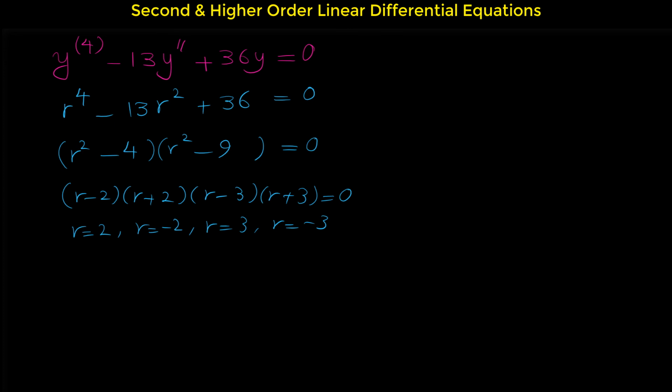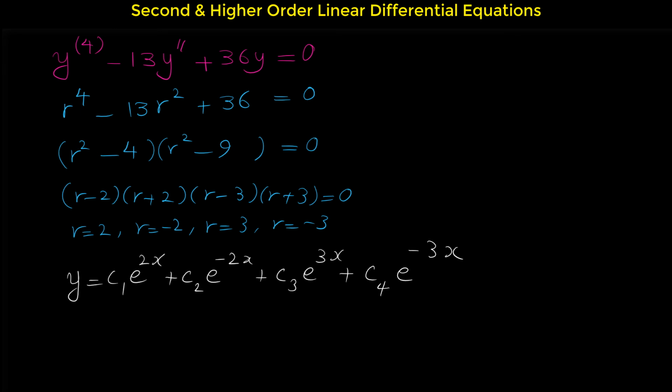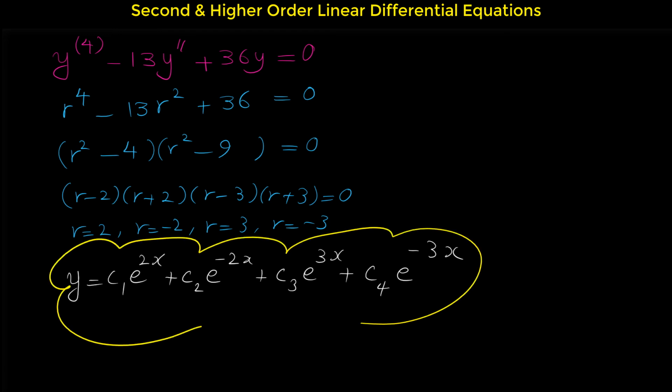But we have to generalize that formula. What is the final answer of this differential equation? y is c sub 1 e to the first root, c sub 2 e to the second root, c sub 3 e to the next root, and finally c sub 4 e to the last root, negative 3. So this expression is the solution of this differential equation.